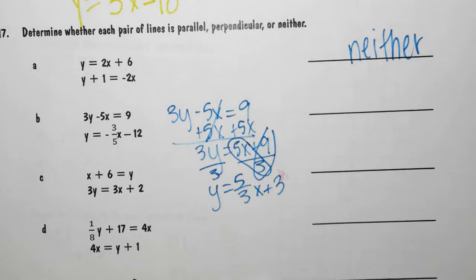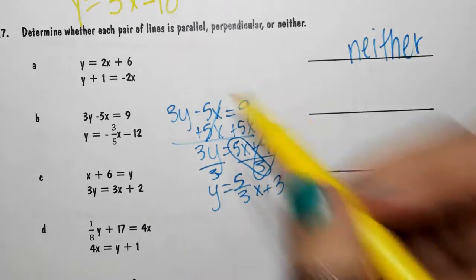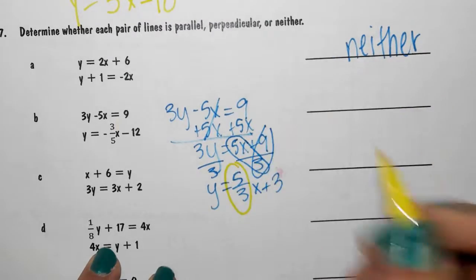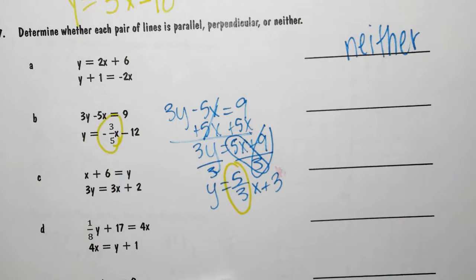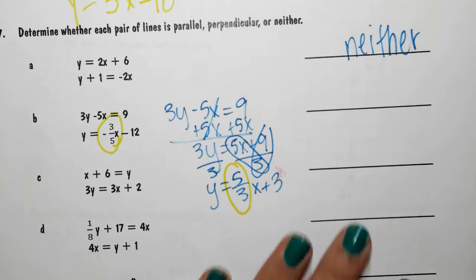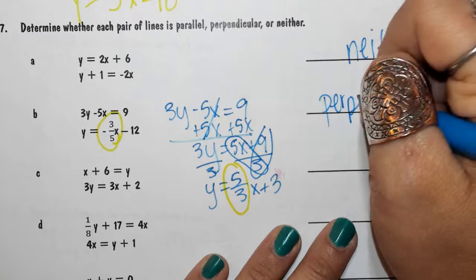Okay. Now, for this one, we're looking at this guy and this guy. Are they opposite signs? Are they reciprocals? Did they flip? Yes. So, perpendicular.